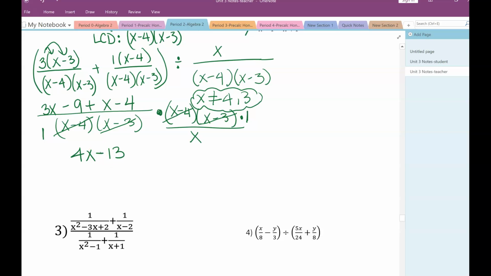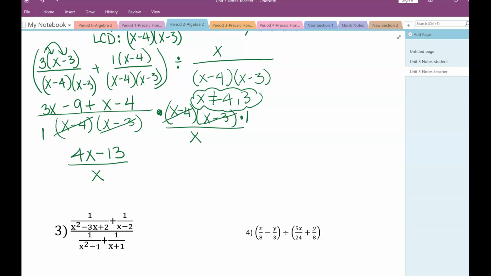Okay. All over, what's that one? X. Can I factor anything? No. But I need to state, I'm sorry. Is there a specific reason you didn't combine the like terms before you multiplied? Or did you? It doesn't matter.